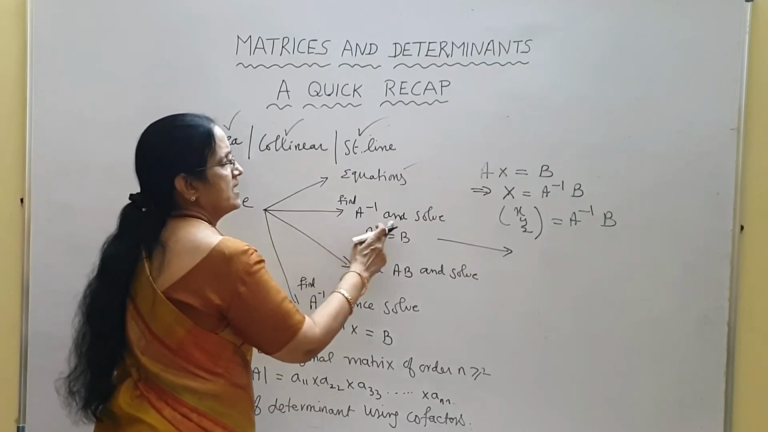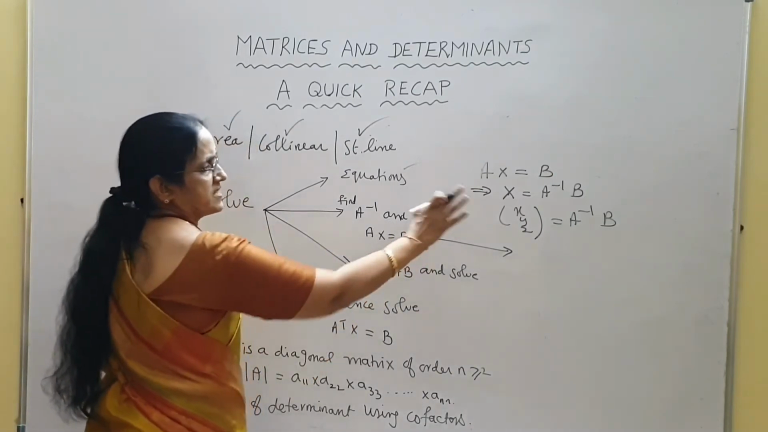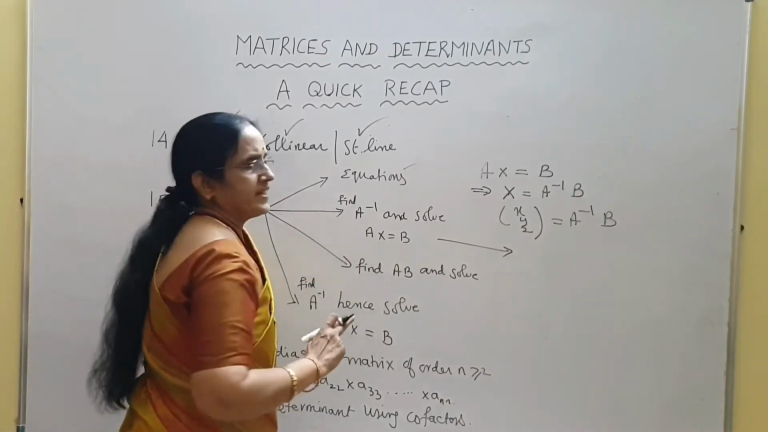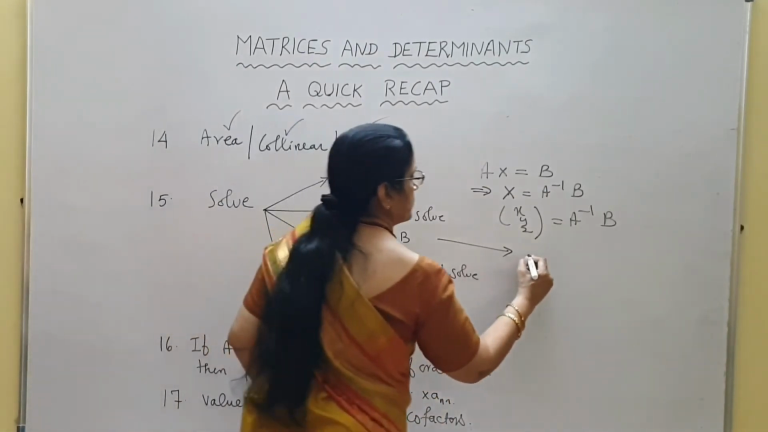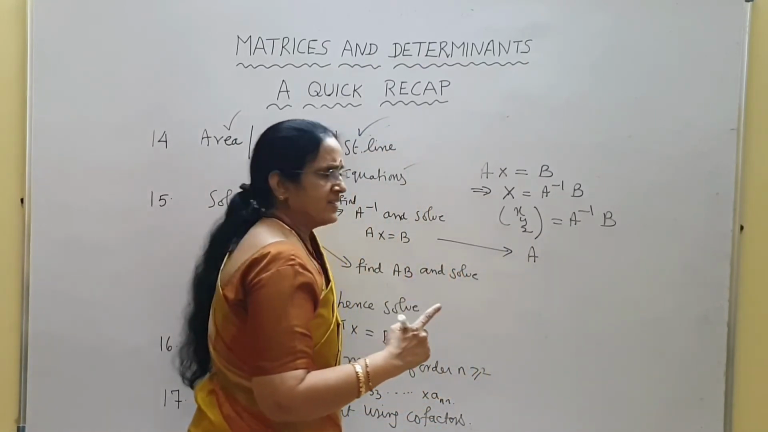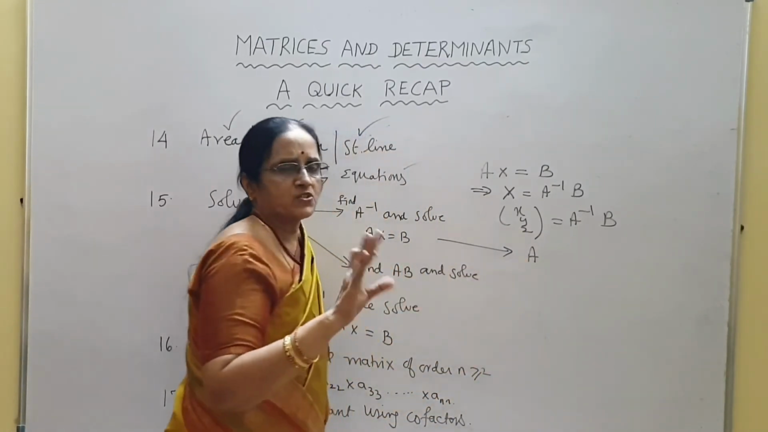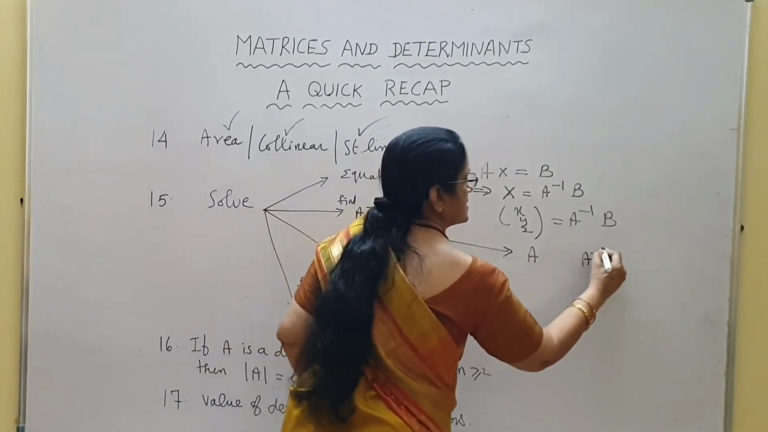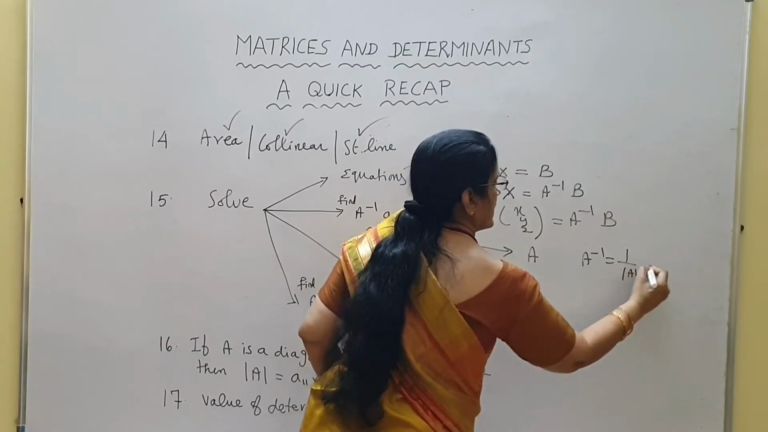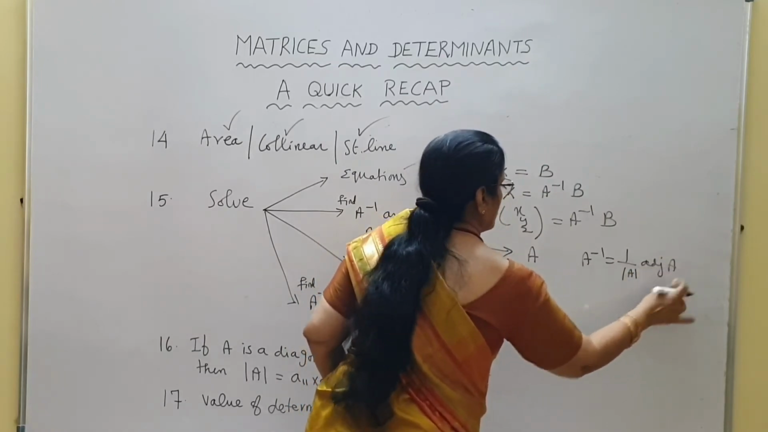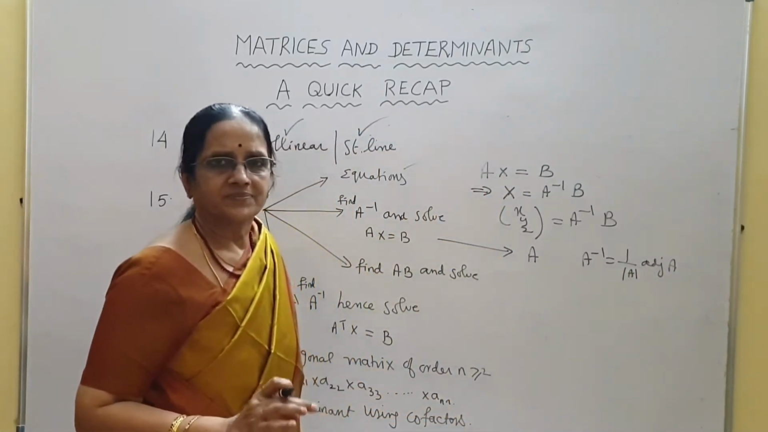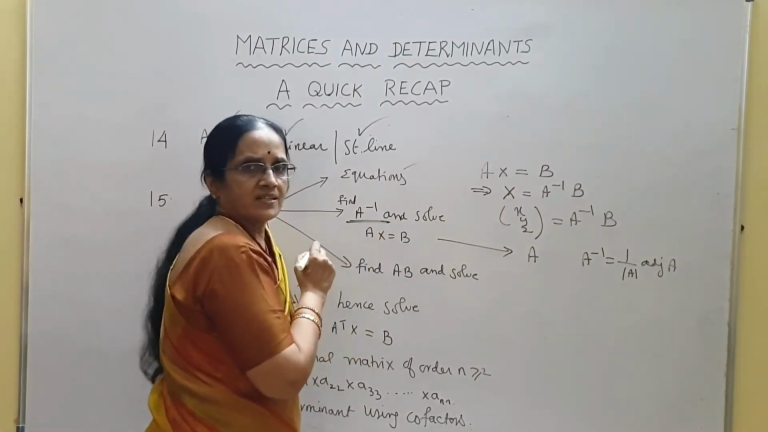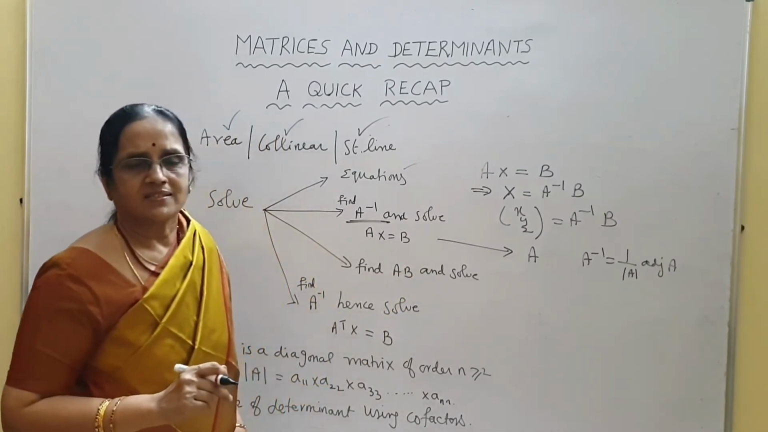Find A inverse and solve the system of equations. So, you know how to find A inverse. The matrix A will be given to you. Then, from there you know, determinant of A should not be equal to 0. Then using the formula, A inverse is equal to 1 by determinant of A into adjoint of A. Find out A inverse. Okay. You have to use that A inverse to solve the system of equations.